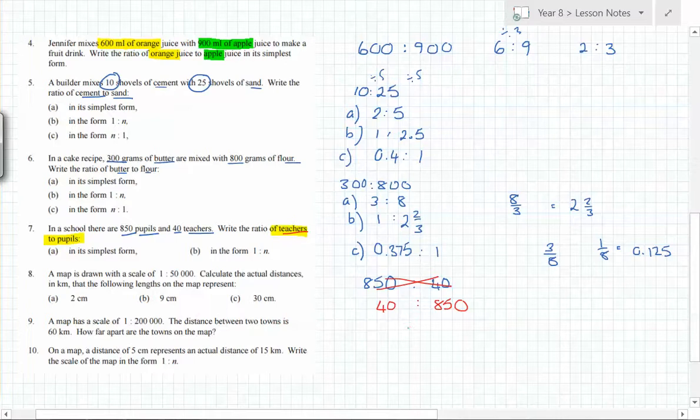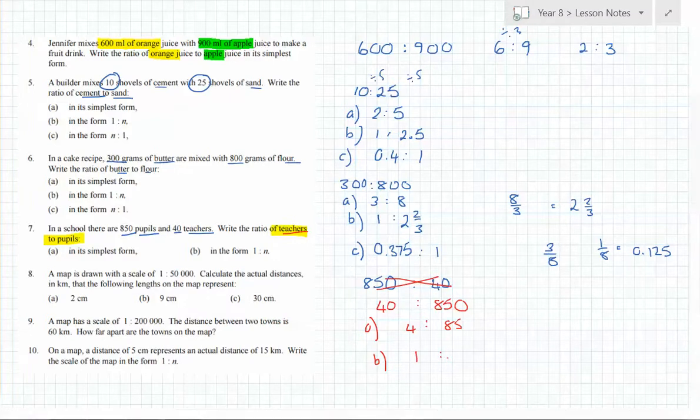So, in simplest form, let's start with 4 to 85. Does it simplify any further? No. And then in the form 1 to n, so it's one teacher. Actually, this is a real reality situation. There is a limit to how many of you can be with one of me on a trip or skiing. It's normally like 1 to 10, so there must be one teacher to every 10 students. With skiing, I think it's something like 1 to 8.